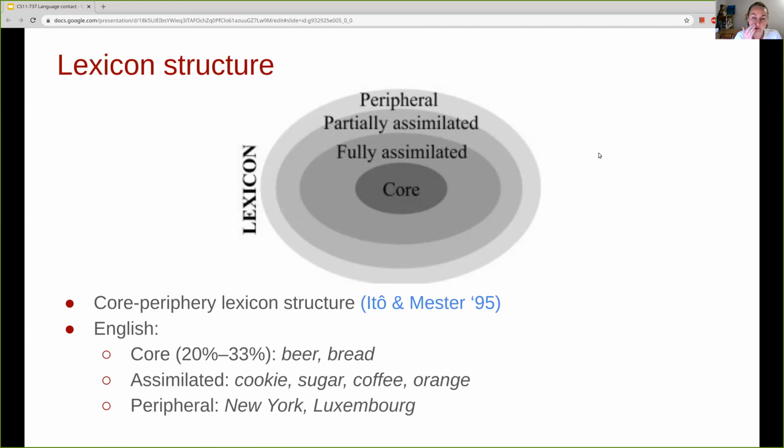Then 2 strata include words that are borrowed from another language, but they are assimilated in the language. So fully assimilated words or partially assimilated words. So those words, although their origin is from another language due to language contact, do not sound foreign to native speakers. For example, words like cookie, sugar, coffee, and orange. And finally, there is a peripheral stratum, where we are talking about foreign words that also sound foreign, like names of places and some specialized terms.